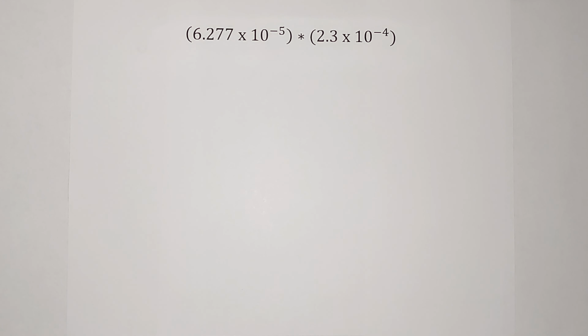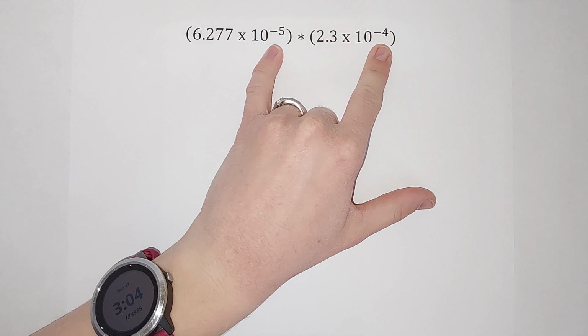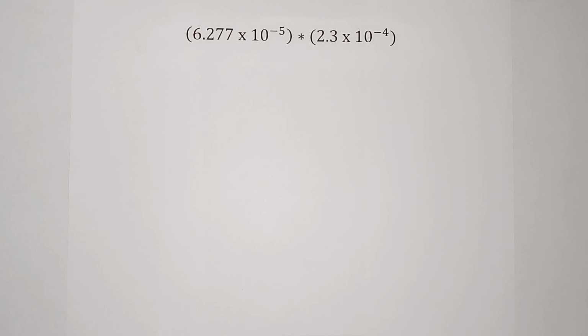When I multiply numbers that are in scientific notation, the good news is my exponents don't have to be the same. Okay, when I add or subtract these, they do need to be the same, and I might need to make adjustments. But when we multiply them, guess what? We don't care if they're the same. They don't have to be, okay?